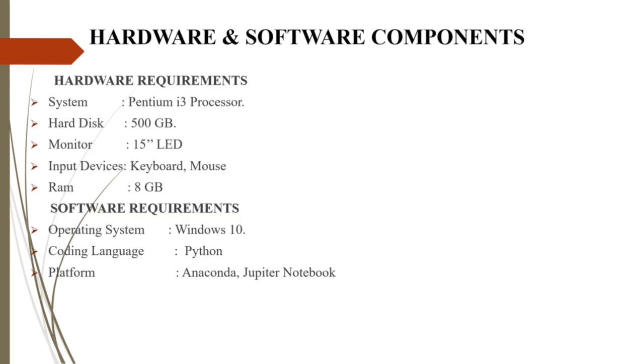These are the hardware and software components required for our project. Hardware components: Pentium i3 processor, hard disk 500 GB, monitor 15-inch LED display, input devices like keyboard and mouse, and RAM 8 GB. In software parts, operating system is Windows 10, coding language is Python, and platform is Anaconda Jupyter Notebook.